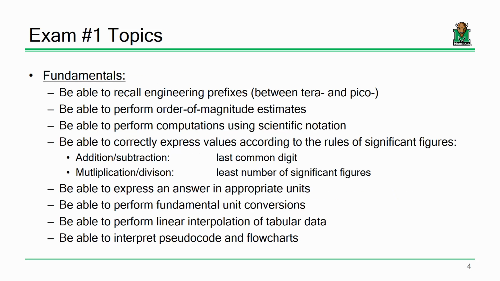Okay. Now, as for what topics are going to be covered on the exam, I know this seems like a lot, but if you start breaking it down, it's really not that bad. So, for instance, the fundamentals, make sure that you recall engineering prefixes. If we put a kilogram on there, make sure you know what kilo means. Order of magnitude estimates, make sure you at least know how to do those. Make sure you understand scientific notation. Make sure that you can correctly express values according to significant digit rules. So if it's addition and subtraction, make sure you're expressing based on the least common digit or the last common digit. And if it's multiplication or division, make sure you're expressing based on the least number of significant figures.